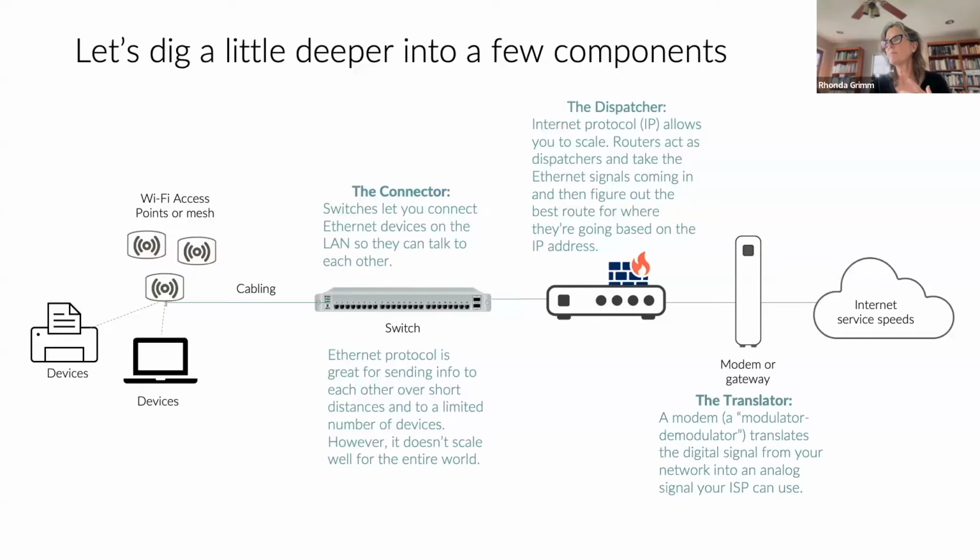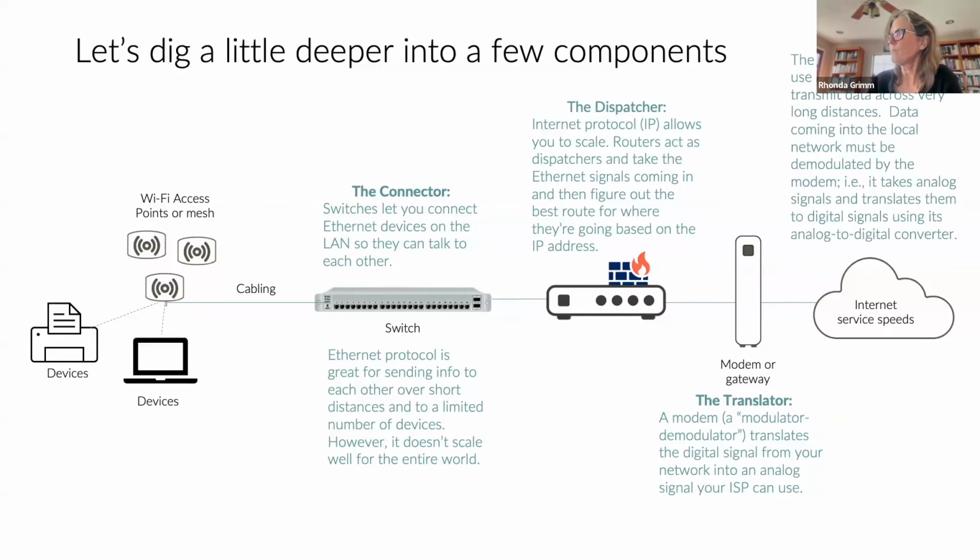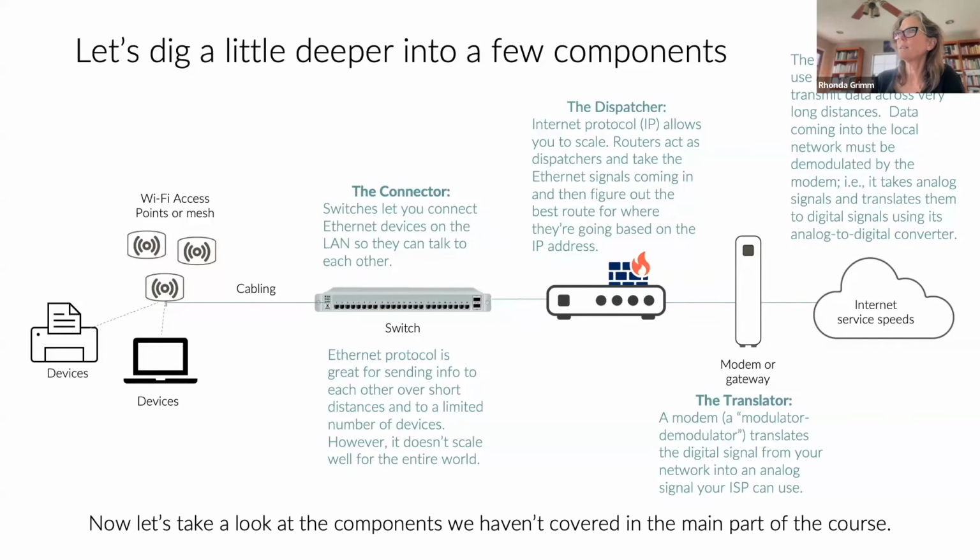Then you've got the modem. The modem is really like a translator. The modem is short for modulator or demodulator. And it translates the digital signal from your network into an analog signal that your ISP can use, because analog signals can go far and wide, and they're very, very scalable. So the reverse is true too. You're receiving something from the internet on an analog signal. The modem has to translate that, demodulate that, so that it can then go back and talk to everything on the network. So that's just digging a little bit more into those components.